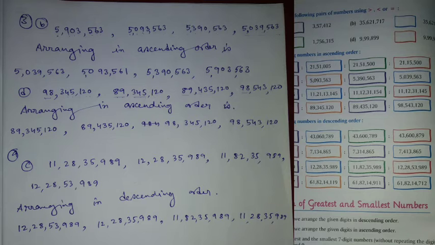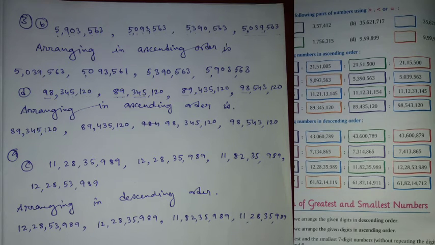B and D I am doing, A and C you have to do. 98,345,120; 89,345,120; 89,435,120; 98,543,120. So arranging in ascending order.